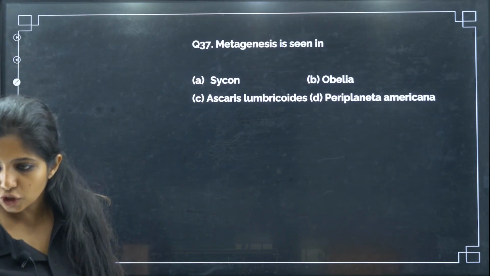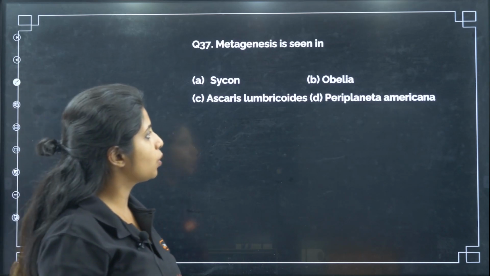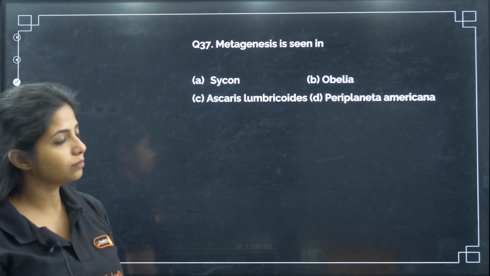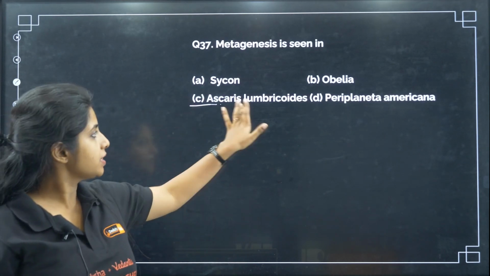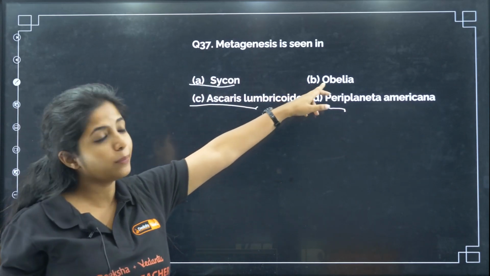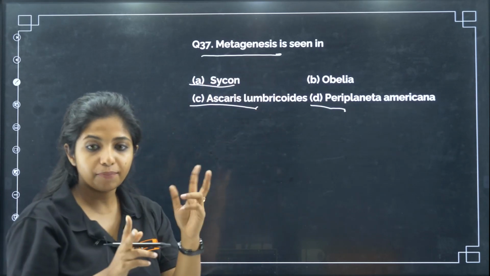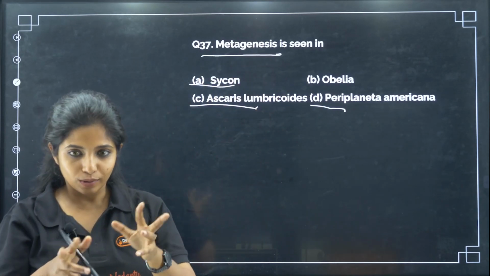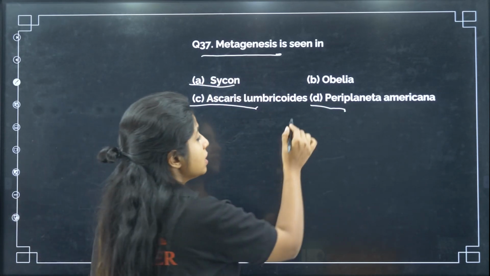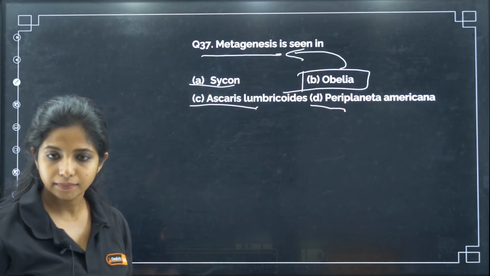Now, metagenesis is seen in Sycon, Obelia, Ascaris lumbricoides, Periplaneta americana. Ascaris is a aschelminth, Periplaneta is a cockroach, an arthropod, Sycon is a poriferan, and Obelia is a cnidarian. Cnidarians are the ones that show metagenesis. They have polyp and medusa stages, and the switching between them is known as metagenesis, which is why Obelia shows it.